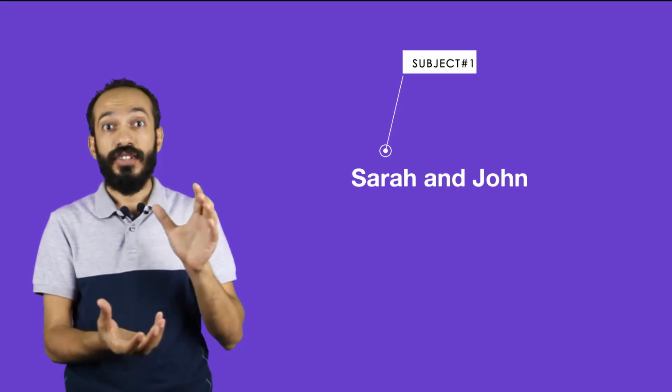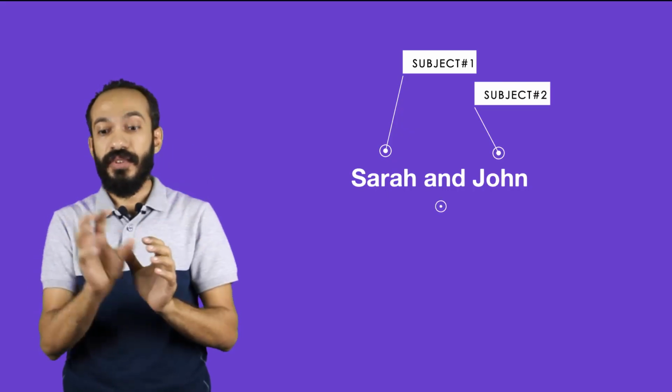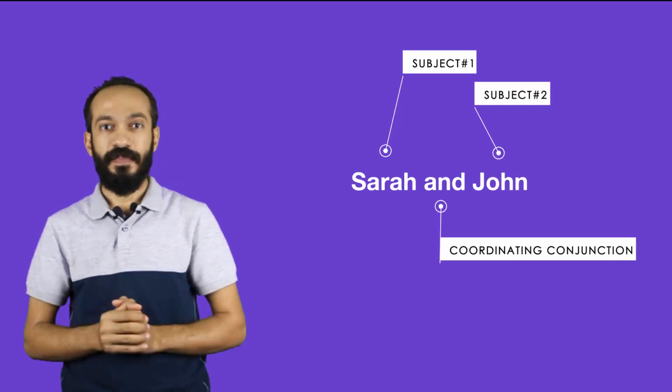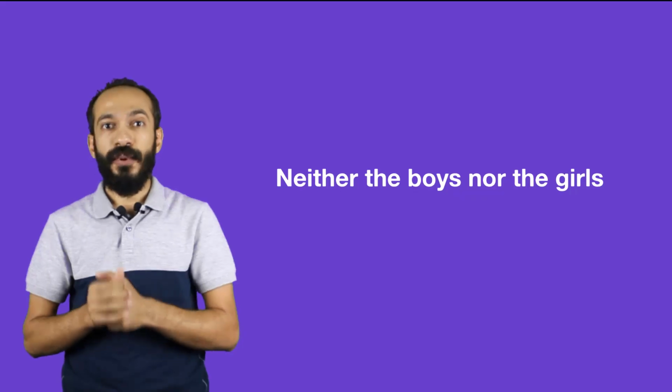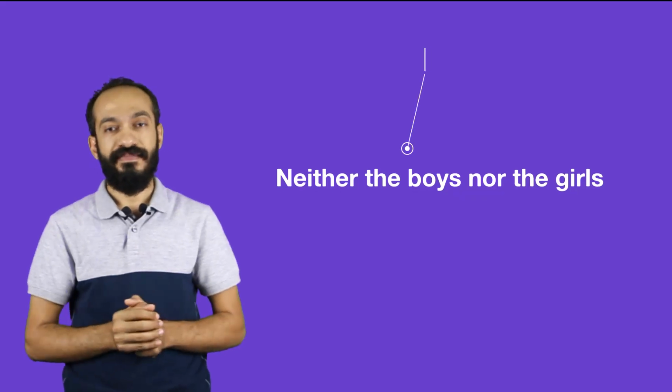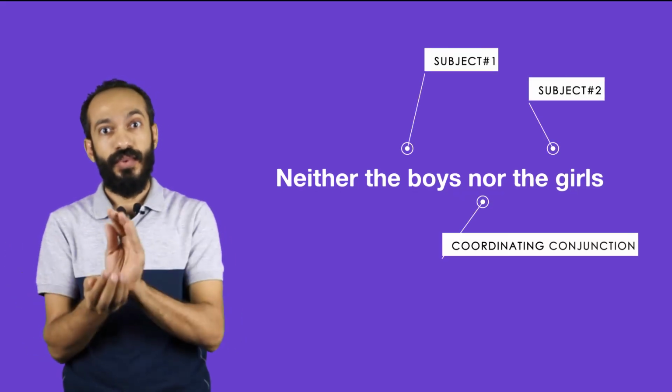So let's take an example here. Sarah and John. You can see here Sarah is one person, John is another person, and they are connected with the word and. Neither the boys nor the girls. The boys, the girls, nor.